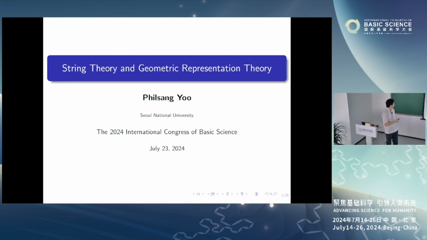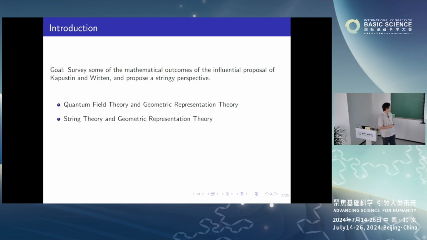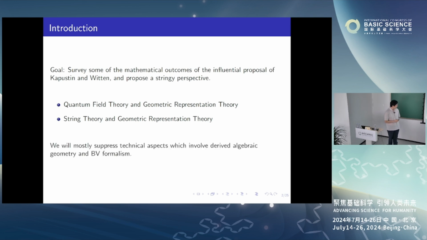So indeed, I'm going to talk about this topic. The goal of the talk is to survey some of the outcomes of this famous proposal of Kapustin and Witten, and then say something about the stringy perspective. So it consists of two parts: QFT and geometric representation theory, and then string theory and GRT. And my understanding is that the audience is quite broad.